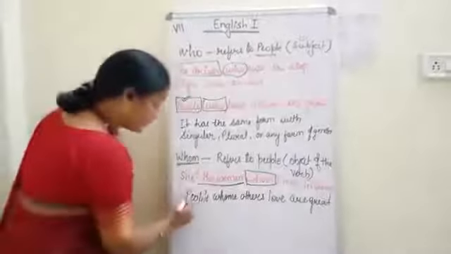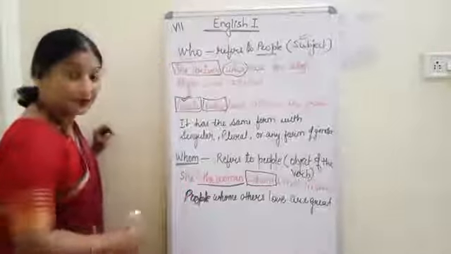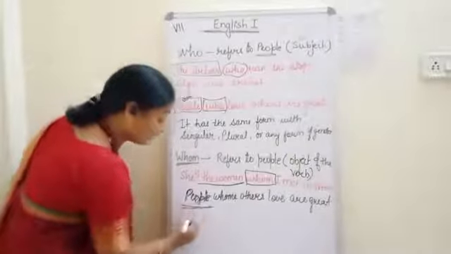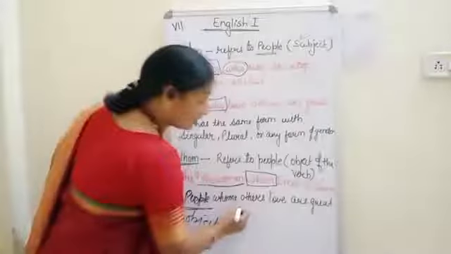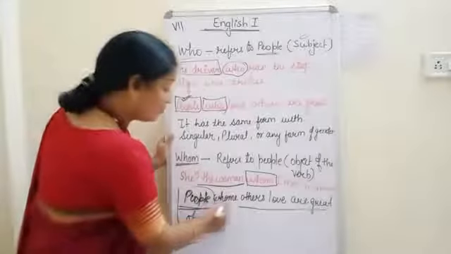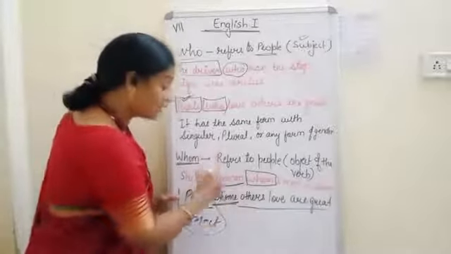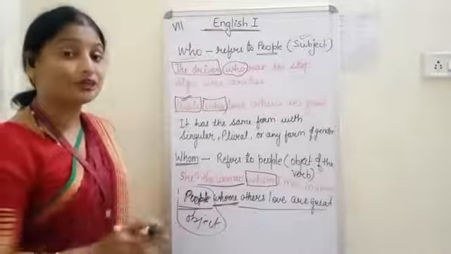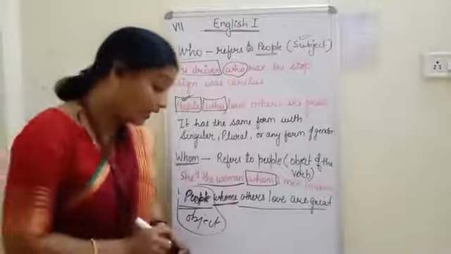One more. People whom others love. Now here, people will be your object, whom others love. So "others" will be your subject and people will be your object. Here, "whom" is used for the people and the people is the object. That's why we can say that "whom" can be used with the living beings, but the living being should be the object. It should not be the subject. So this is all about "who" and "whom".